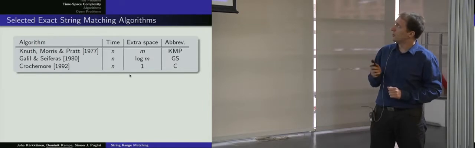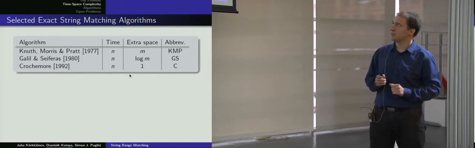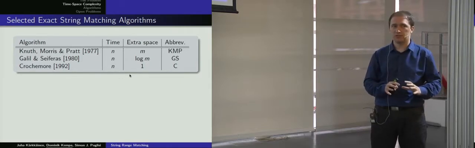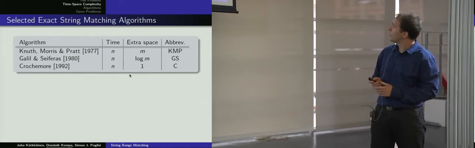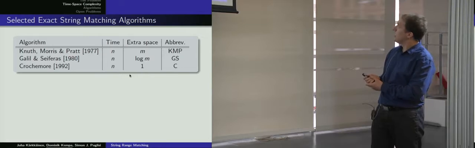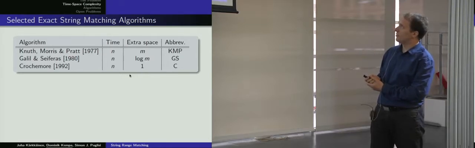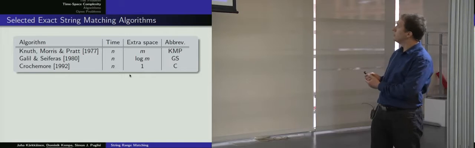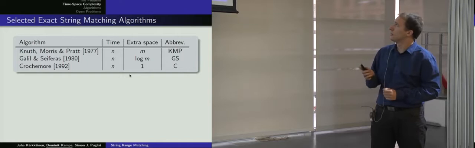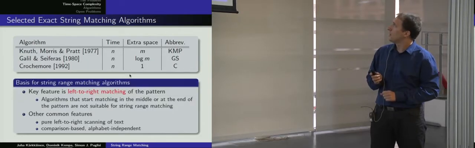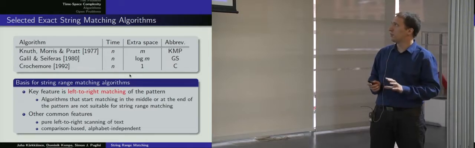So this is a summary of selected linear time exact string matching algorithms that we will use as a basis to solve the string range matching problem. So we have Knuth, Morris, and Pratt, using order m space. We have a weak version of the algorithm by Galil and Seiferas using log m space, and we have the time-space optimal Crochemore. And they all share a few features, but the key feature is that they all perform left to right matching of the pattern.